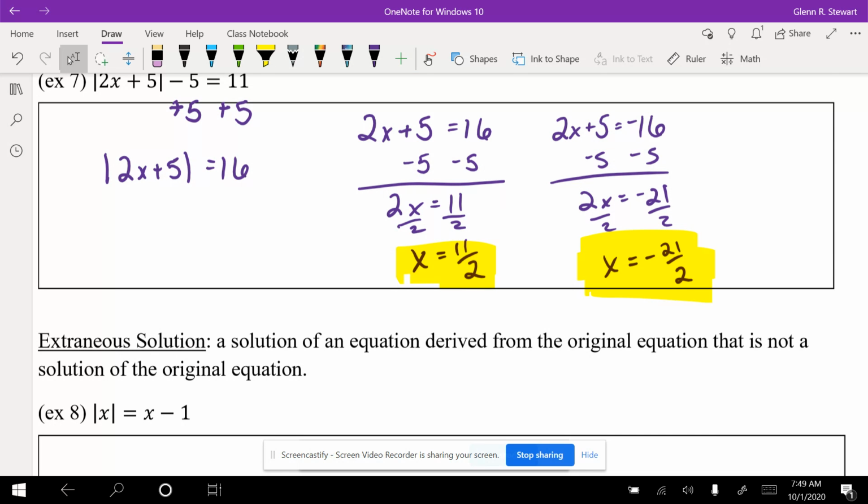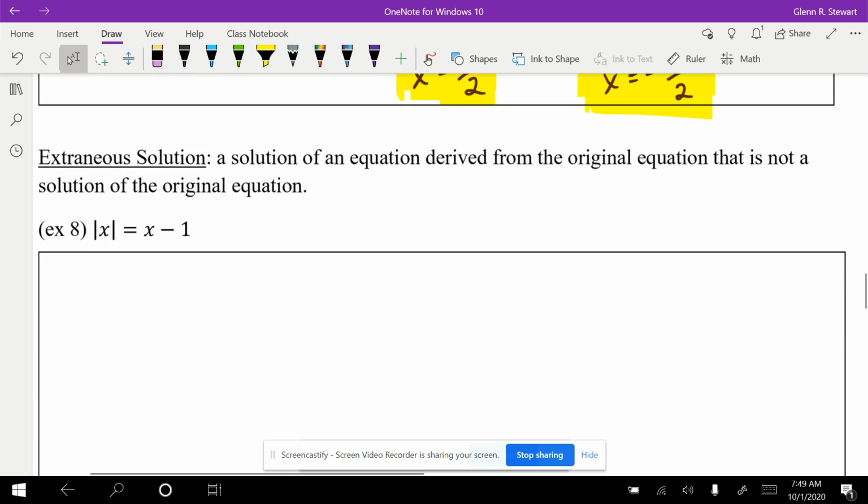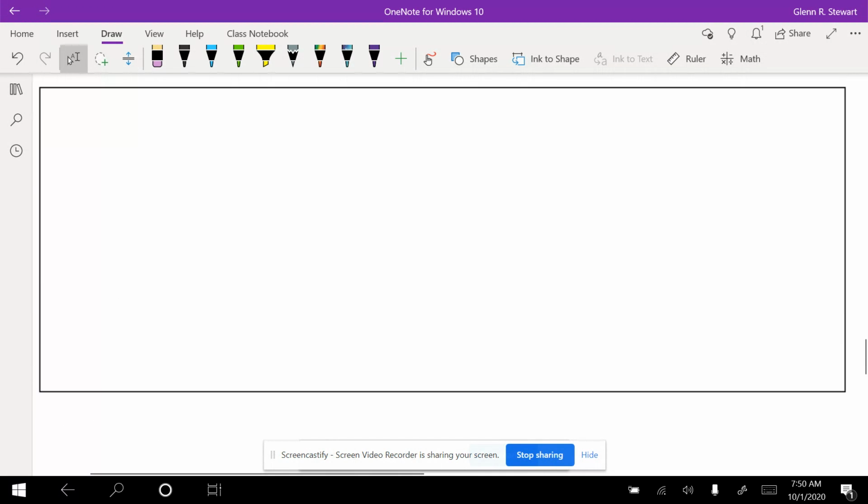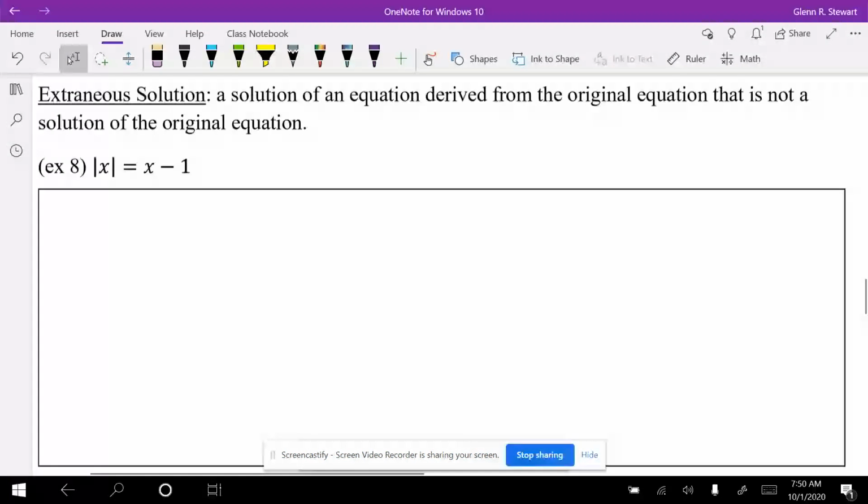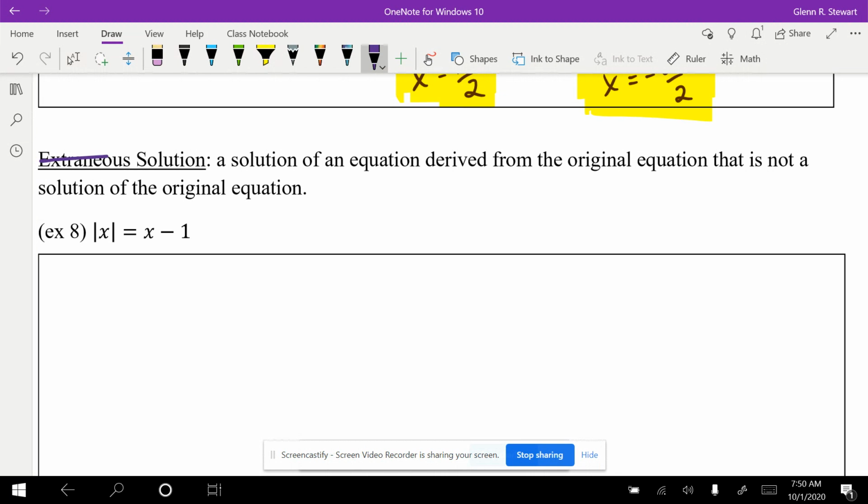Questions so far? I'm going to go into just one small little hiccup with these, which are called extraneous solutions that I want to show you. We've got 2 more examples here. An extraneous solution is a solution of an equation derived from the original equation that's actually not a solution of the original equation. Essentially, you know how I said that once you get the answers, you can check them to make sure that they work? Well, an extraneous solution is an answer that you get that you plug back in and it doesn't work or it doesn't make sense.